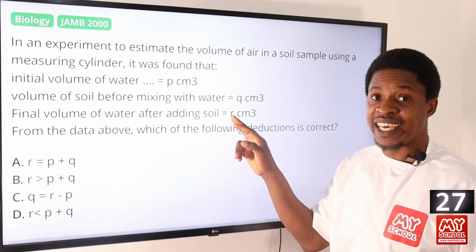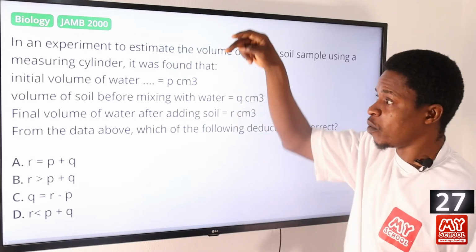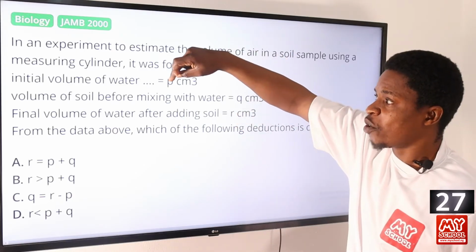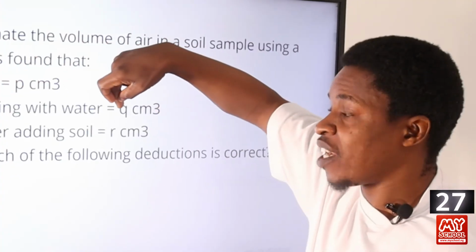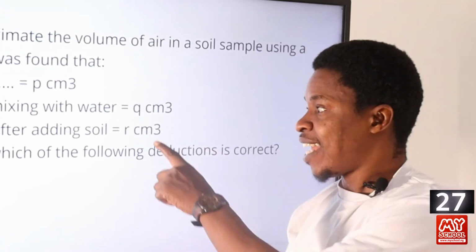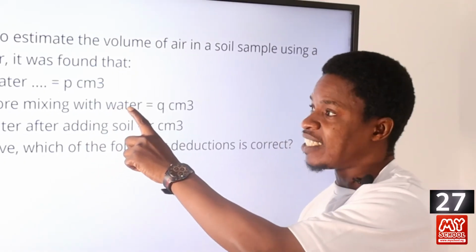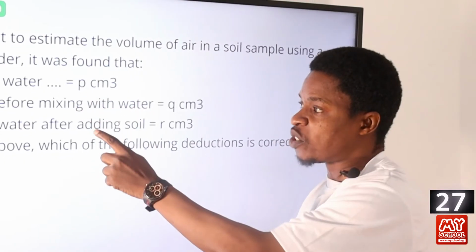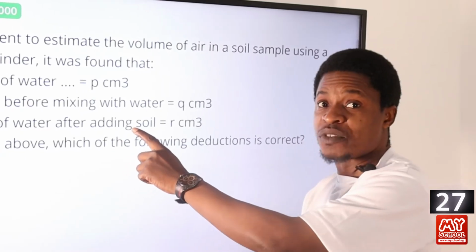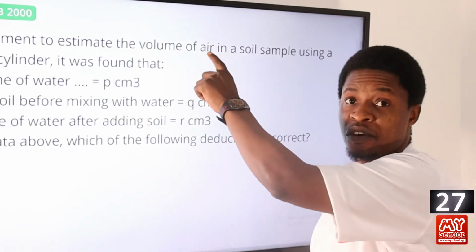So we have R here, this should be less than that. In other words, what we are saying is that the addition of this P and this Q together, the value should be greater than this, because we still have air present in this, okay? Air is in this soil, and for this one, once you add the water into this and stir it, air will escape. We want to calculate the volume of air.